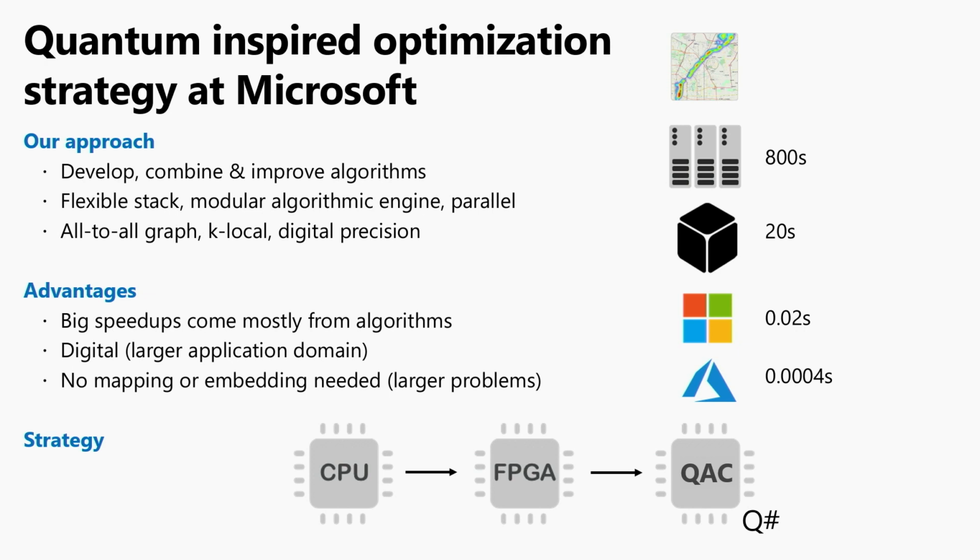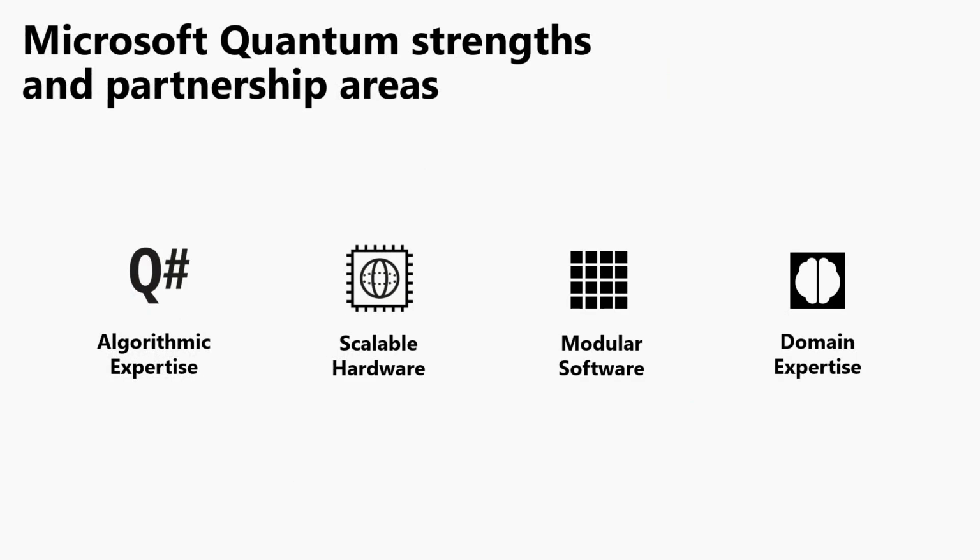I'd like to just shift gears a little and show you now how we can capitalize on this to solve real-world problems today. And here I want to highlight 4 of the core strengths that we have. One is algorithmic expertise, large-scale scalable hardware, modular software, and more importantly, domain expertise. Having people that can think about the problems and cast them in a form that makes them easier to solve is as important as having good hardware, if not more.